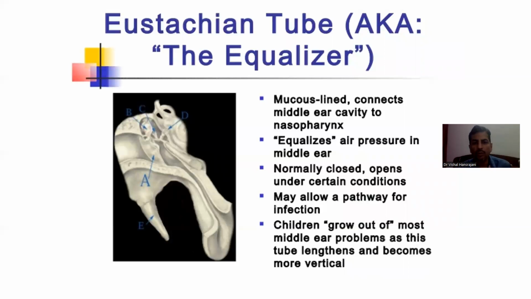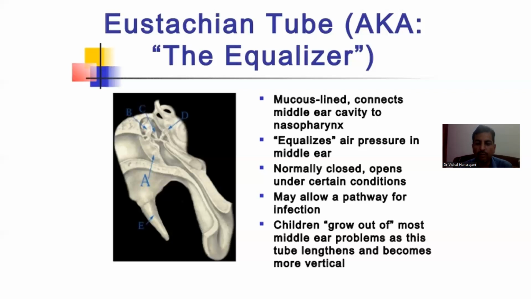The eustachian tube. The meaning of eustachian tube is the equalizer. It maintains the air pressure in the middle ear as well as in the nasopharynx and the outer ear. It is a mucus-lined tube that connects the middle ear cavity to the nasopharynx. It equalizes the air pressure in the middle ear. Normally, it is closed and opens under certain conditions only.